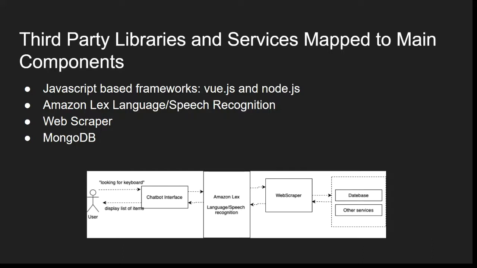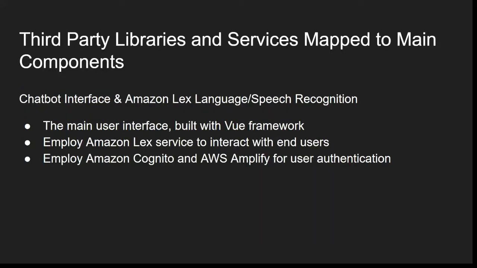The Chatbot service uses JavaScript-based frameworks, notably Vue.js and Node.js, to power the front end and back end of the service respectively. Alongside that, the service contains 4 main components, which are broken into the Chatbot interface, the database, the web scraper, and the backend database API. Our Chatbot interface takes requests from the users, allowing the users to interact with the system. The main user interface is built with the Vue framework.